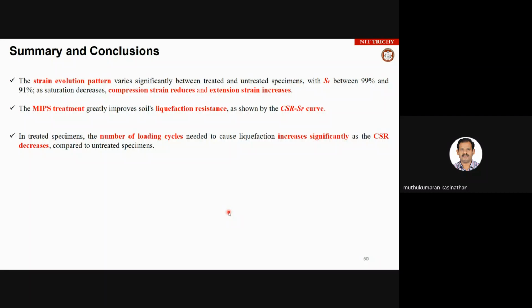Basically, I have concentrated only on microbial-induced partial saturation. Air injection is a separate process, where we have also completed the work. Due to the time limitations, I could present only on microbial-induced air bubbles.